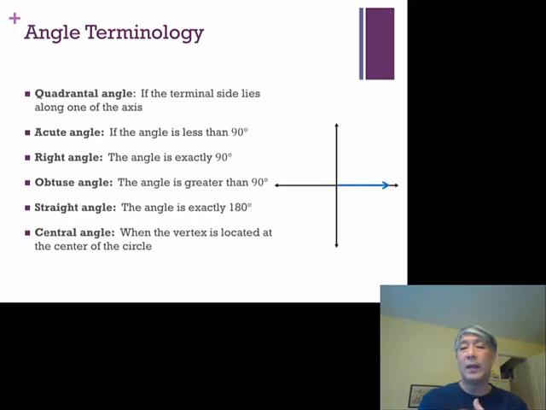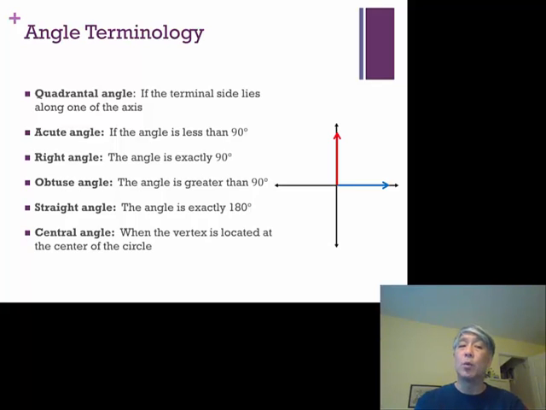An acute angle, however, is any angle that is less than 90 degrees. So for all of these angles, as the red arrow moves, anything from 0 up to but not including 90, written with a parenthesis at 90, is an acute angle.